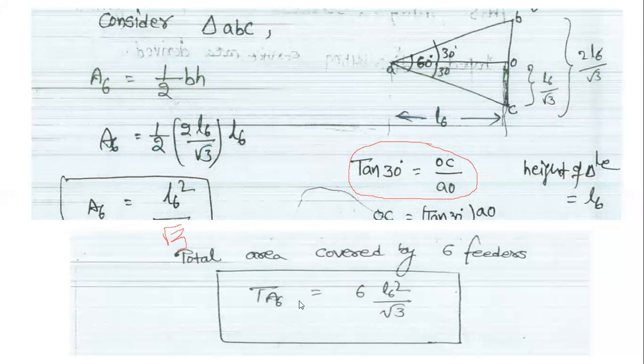Therefore, the total area covered by the 6 feeders is TA6. TA6 is equal to 6 times the single feeder area, L6 square by root 3. So the total area covered by all the feeders is 6L6 square by root 3.